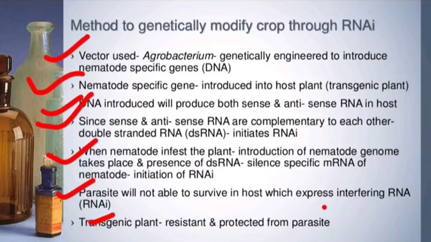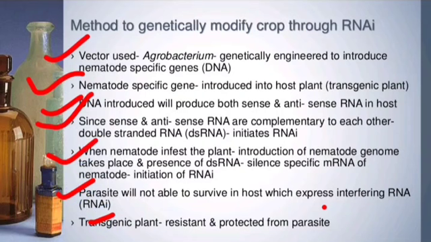So how do we produce the transgenic plant? First we separate the nematode-specific gene from the nematode, which is responsible for its survival. In the same way we separate the plasmid, and by recombinant DNA technology, using the same restriction enzyme, we introduce that nematode-specific gene into the plasmid. That plasmid containing the nematode-specific gene is introduced into Agrobacterium. Agrobacterium then introduces it into the plant cell, into the plant chromosome, that is, the plant DNA.